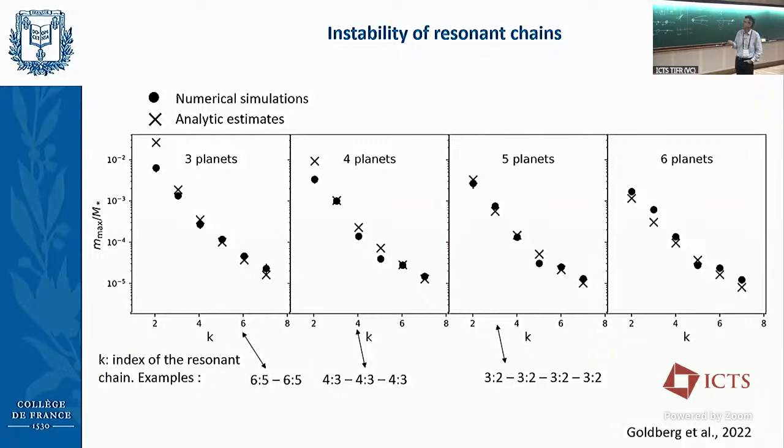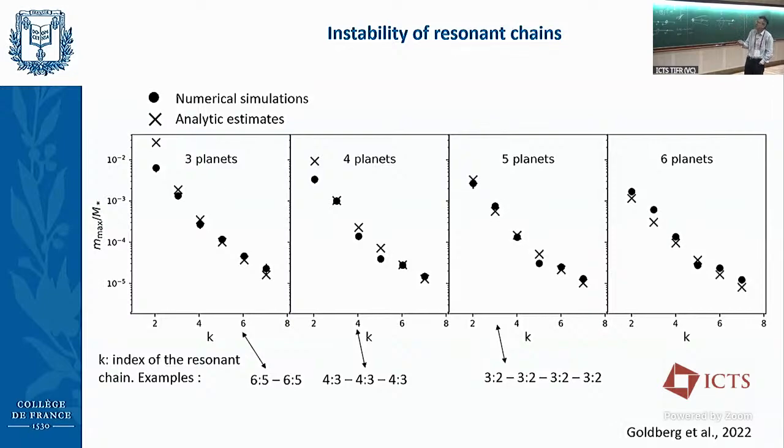So we have different chains here of 3 planets, 4 planets, 5 planets, 6 planets. K on the x-axis is the index of the resonance. So index 6 means 6 to 5 resonance, and index 4 means 4 to 3 resonance, and index 3 is 3 to 2 resonance, and so forth. So these are resonance chains with 2 planets. So for instance, this is a 6 to 5, 6 to 5 resonance. These are chains with 4 planets. So this would be 4 to 3, 4 to 3, 4 to 3 resonance. This would be a chain of 5 planets, 3 to 2, 3 to 2, 3 to 2, and so on.